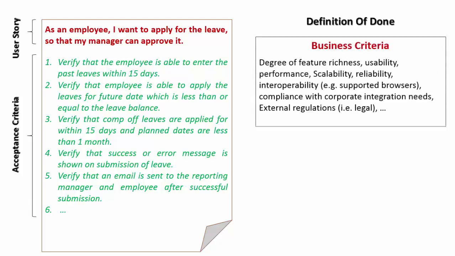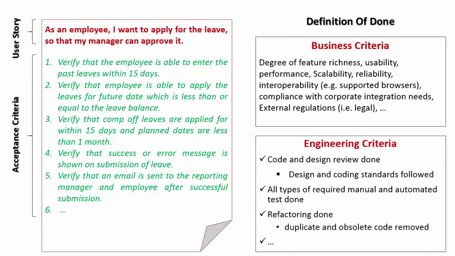Apart from your criteria, that is business criteria, we add our own internal process checklist. For example, is it reviewed, tested for quality, etc. All this forms engineering definition of done. We say a requirement is complete only when the business definition of done and our engineering definition of done are met.